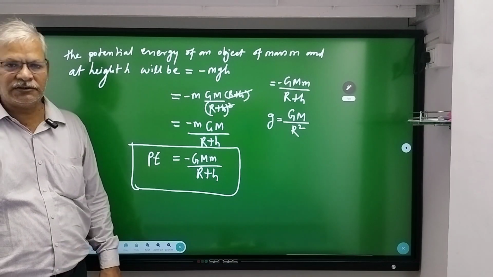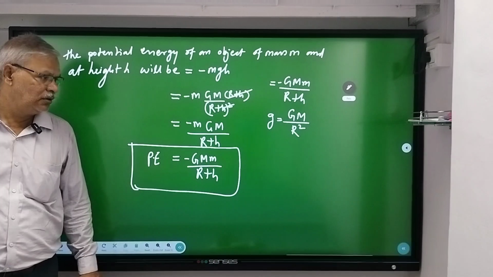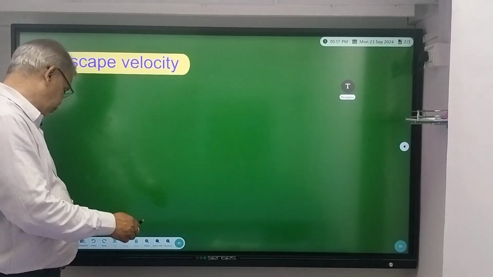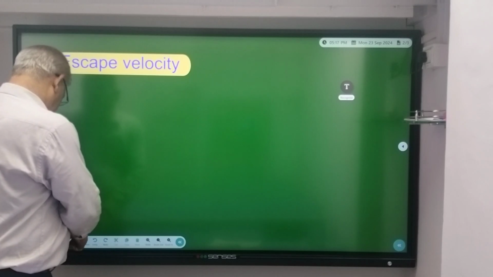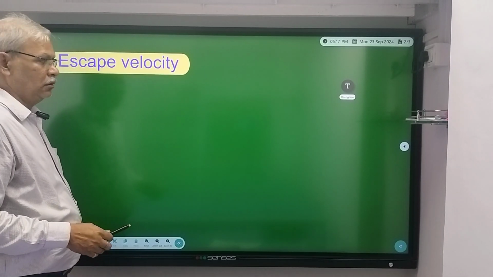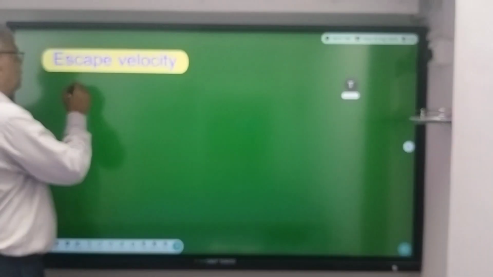Okay, understood? The next topic will be your escape velocity. Yes, the next topic is escape velocity. Okay, we are going to write its definition now here.